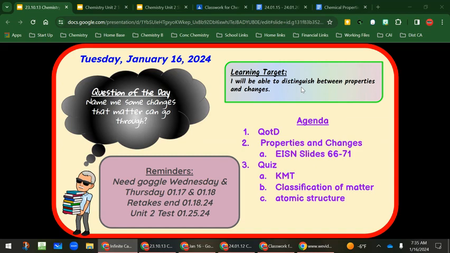Changes that matter can go through. Size? Like, change of size? Okay, like how? Like when people lose weight? Okay, people can lose weight, change the size. All right, good. You can add heat or take away heat from the substance. It can change temperature. Okay, good. What else?